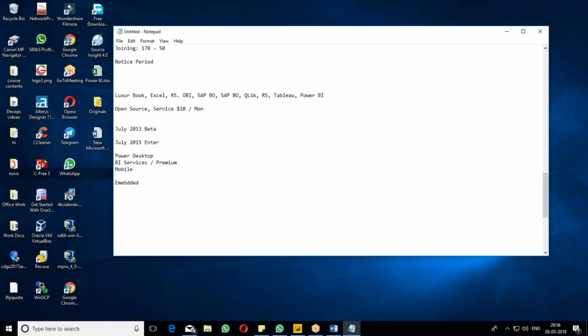Okay, and any idea across the globe how many clients are using Power BI? 11,500 clients are using Power BI. 11,500 clients in the sense, if I take TCS, TCS is one client, McKinsey one client, Deloitte one client, Accenture one client. Like that, they have 11,500 clients across the globe.